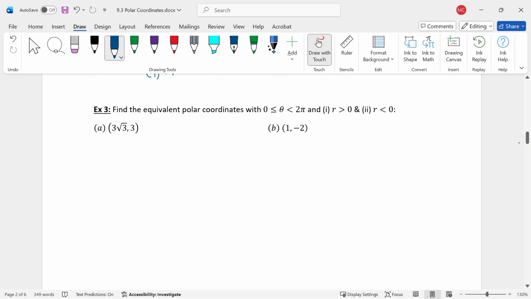But for now, let's find equivalent polar coordinates with theta between 0 and 2 pi, one with r greater than 0, and a second with r less than 0.